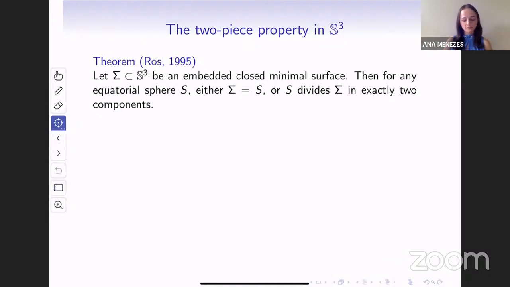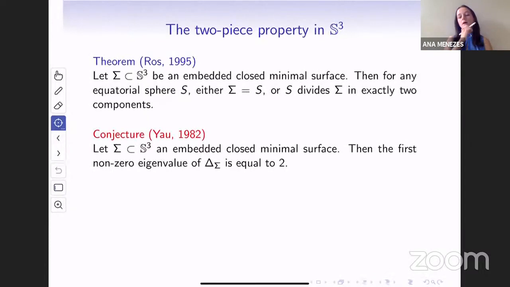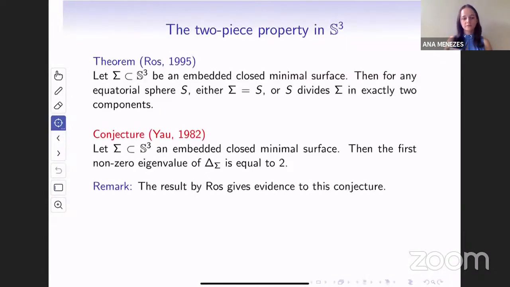This result, besides being very beautiful, gives evidence to a conjecture by Yau, which is about the first eigenvalue of the Laplacian. The conjecture is still open and says that if you have an embedded closed minimal surface, then the first non-zero eigenvalue of the Laplacian is 2, okay? And we say that the result by Ros gives evidence to this conjecture because if we assume that this conjecture is true, we can prove the two-piece property. And for that, we just need to use Courant's nodal domain theorem.